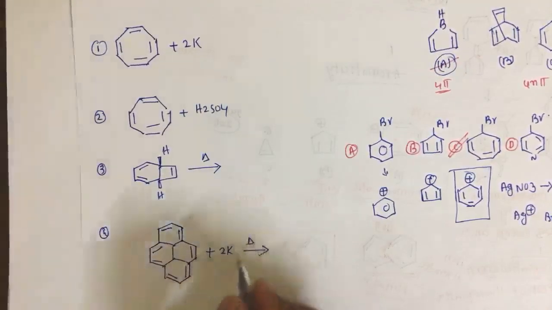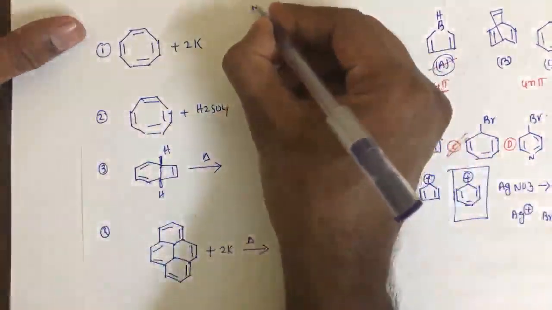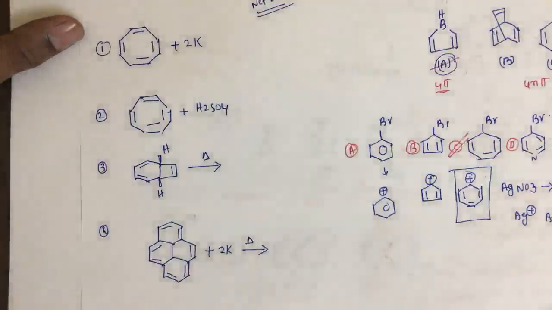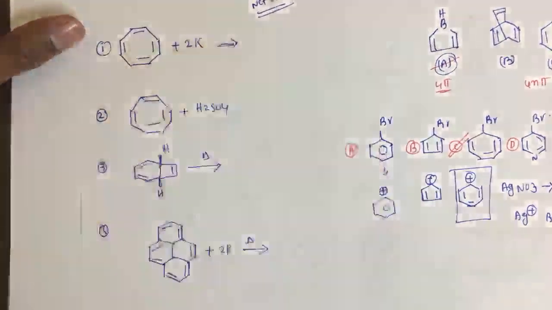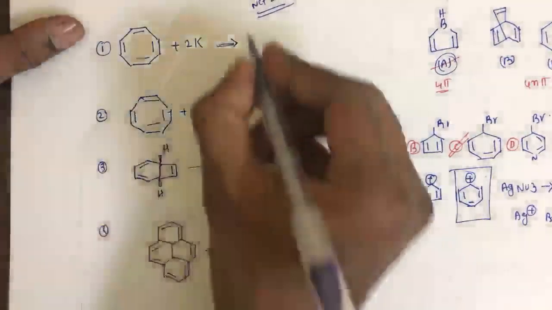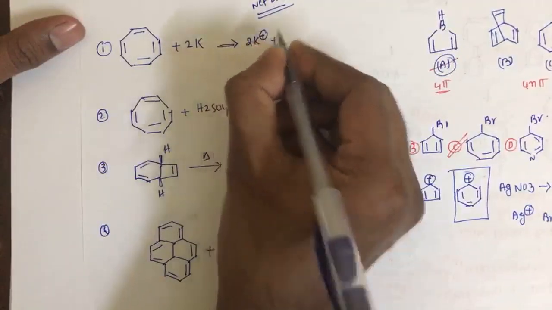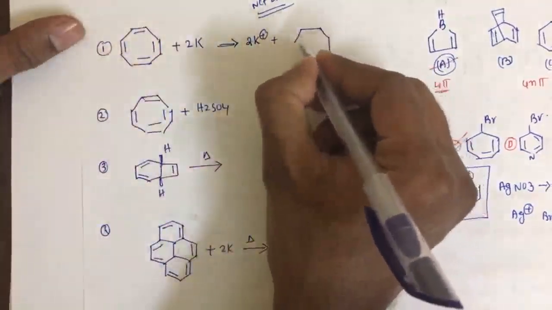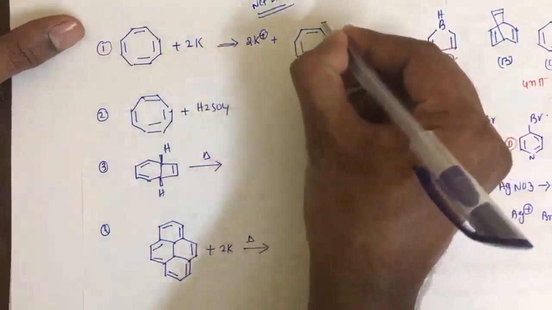So these four questions they have asked, sorry, one question only. They have given four compounds in a NET 2016 exam. They asked us to find which one is aromatic and which one is not aromatic. So just remember here, when you are treating with metal, this will get converted to 2K plus. That means two electrons are adding to this ring. So here -2.